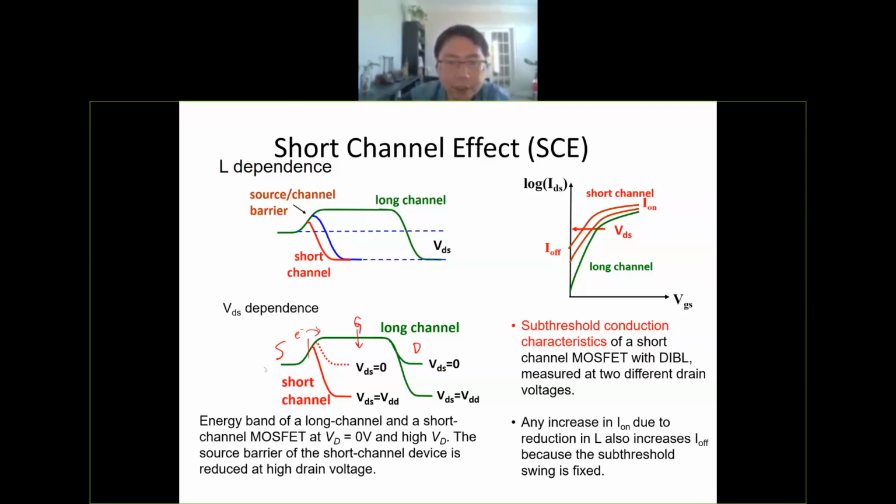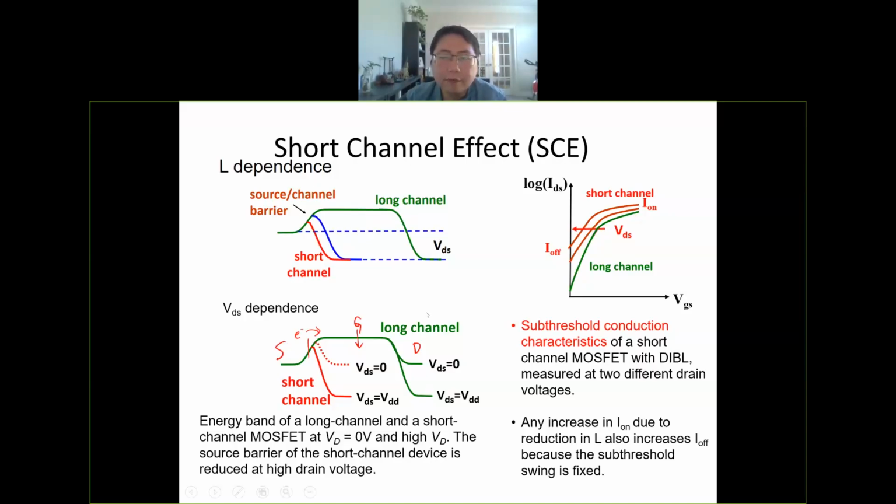For example, in this long-channel device, long channel means maybe hundreds of nanometers or 1 micrometer for the L. If you have a long-channel device, then when you increase the drain voltage, you push down the band of the drain side, but it will not affect the source side because they are too far away. Okay. So if you have this long-channel device, then if you look at the ID-VGS curve, when you have different drain voltage, then they will not change. You only have one green line here. So this is a good device.